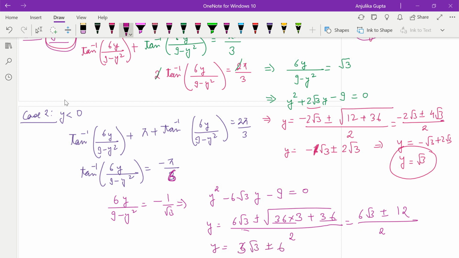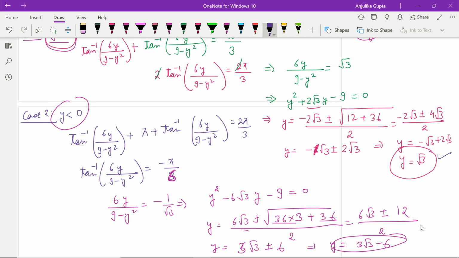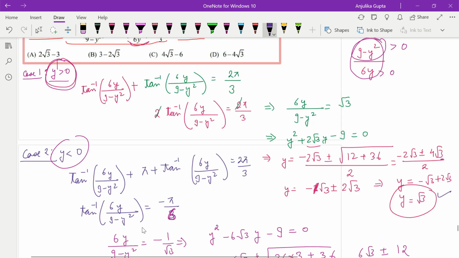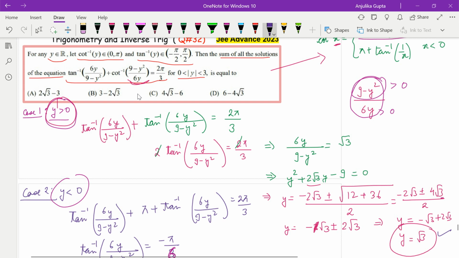Okay, but what you are looking for is the negative value. So which value are you going to report? The one with the negative sign in between, this. So you got your two solutions, this one and this one. Now what is the sum? Sum of the solutions would be root 3 plus 3 root 3 minus 6, and that would be 4 root 3 minus 6. Let's look if we have 4 root 3 minus 6. Yes, we do. So C is your correct option. I will see you with another question soon. Bye bye.